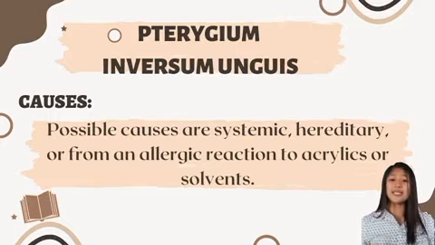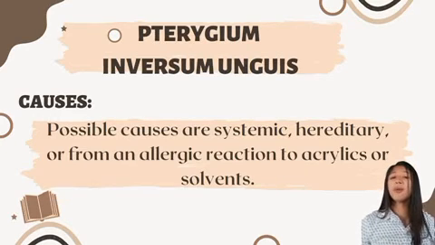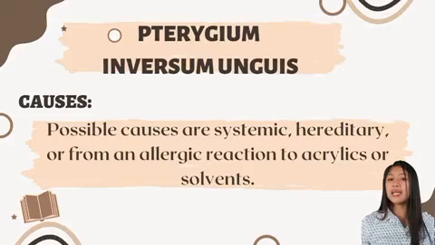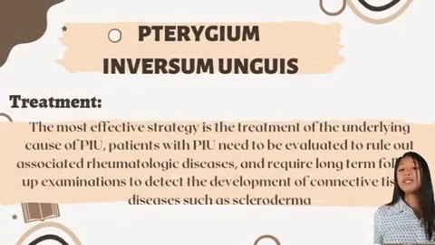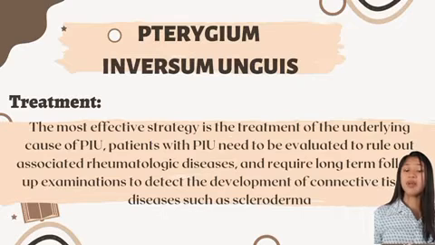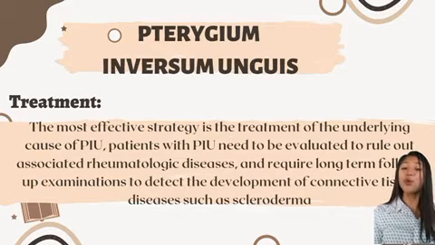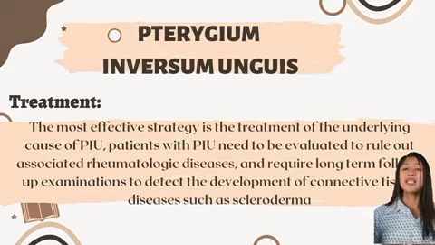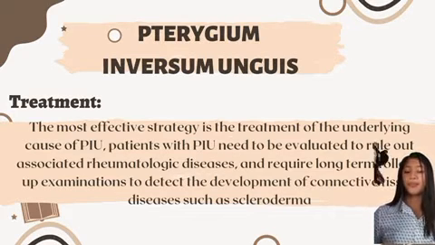Possible causes are systemic, hereditary, or from an allergic reaction to acrylics or solvents. For the treatment of PIU, the most effective strategy is the treatment of the underlying causes of PIU. Patients with PIU need to be evaluated to rule out associated rheumatologic diseases and require long-term follow-up examination to detect the development of connective tissue diseases such as scleroderma.